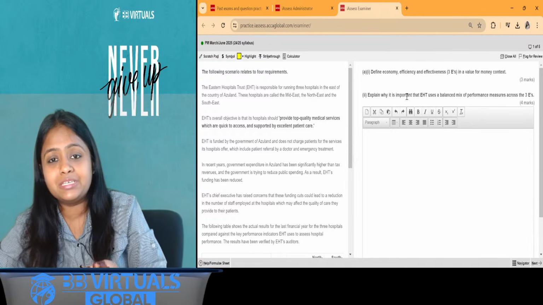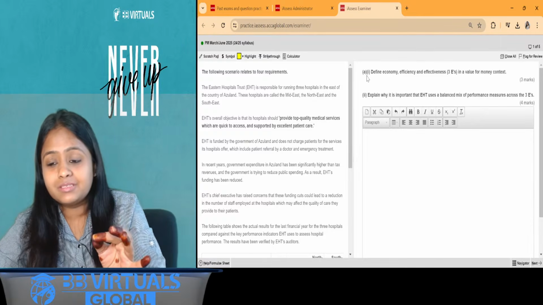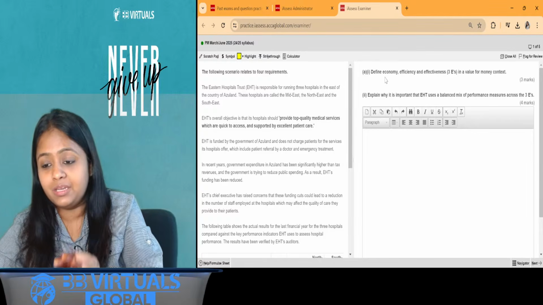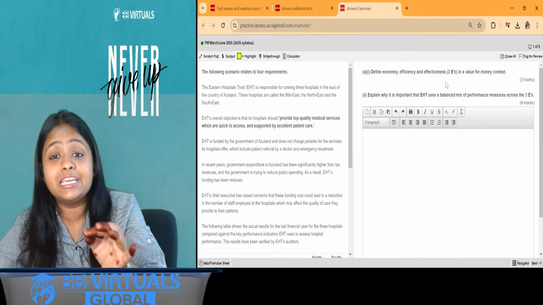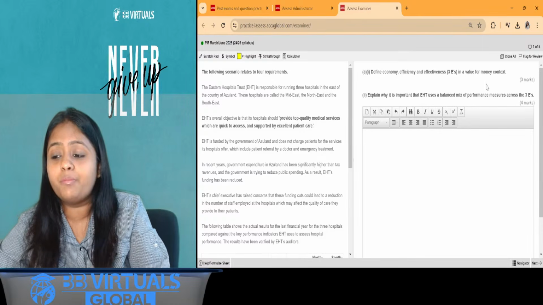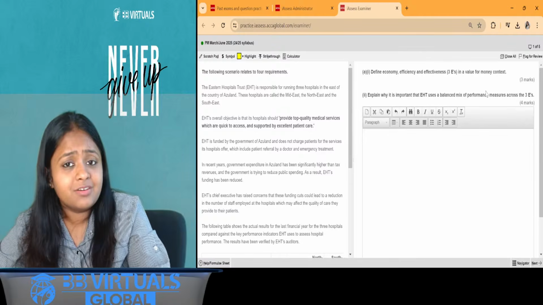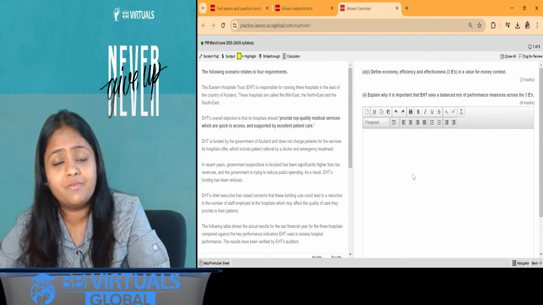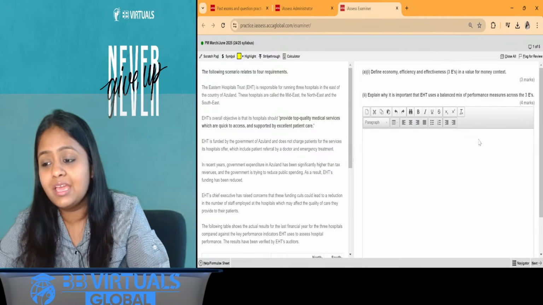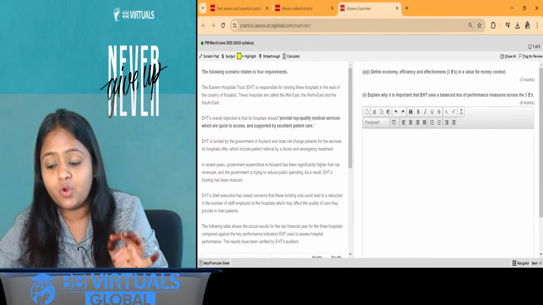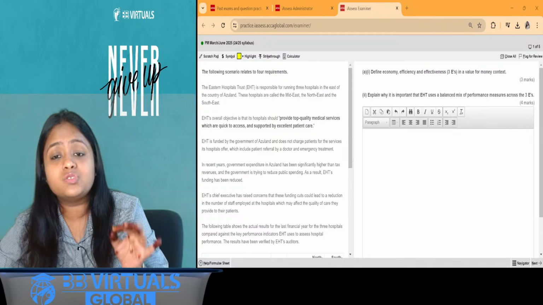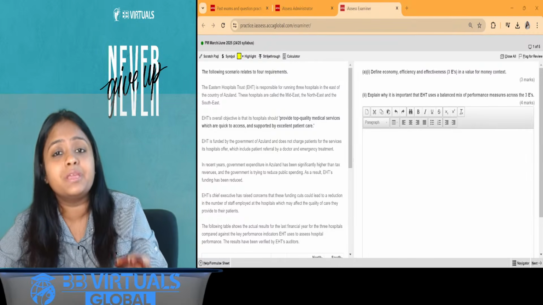So let's do it here. Question A, part 1: Define economy, efficiency, effectiveness, which are the 3 E's in a value for money context. Does it relate to the scenario? No. So can we write it generally? Yes. And it is a 3 marker, 1 mark for every part. So now let's have a look at how and what we should be writing here.